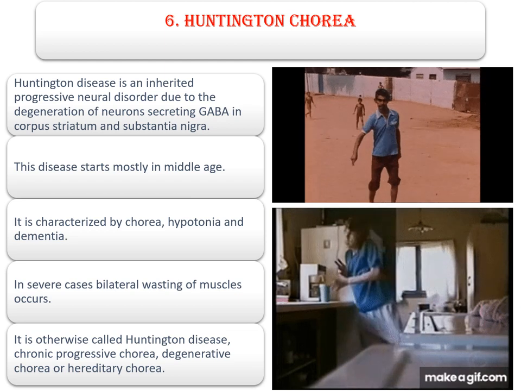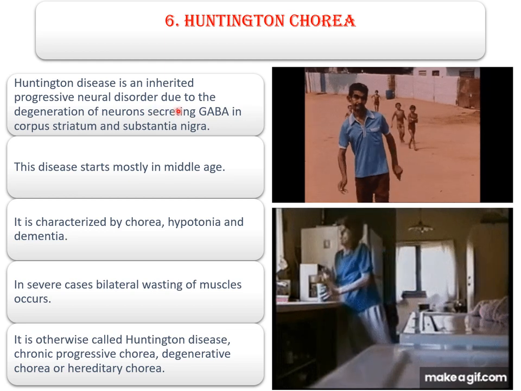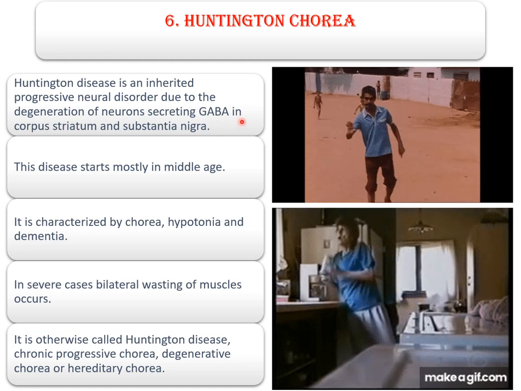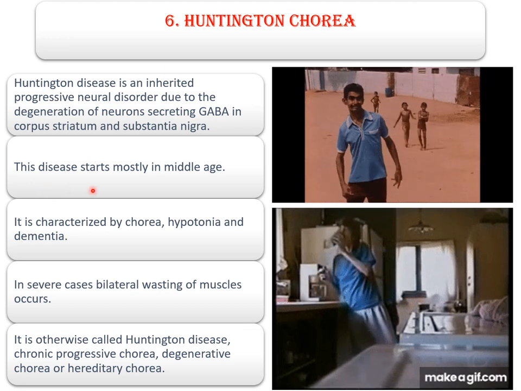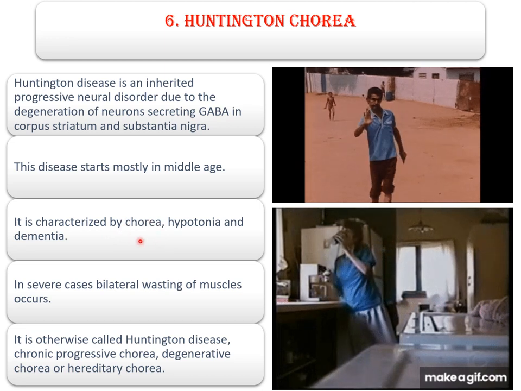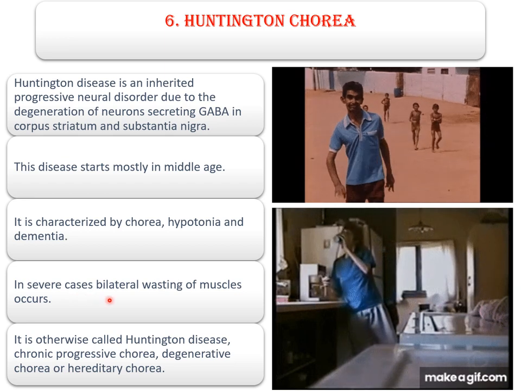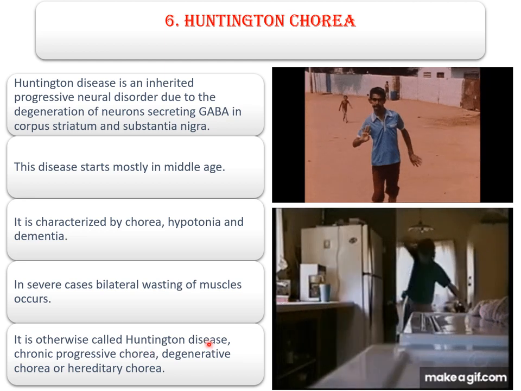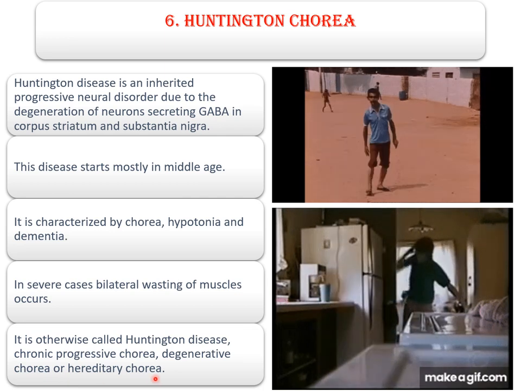Then Huntington's chorea. It is an inherited progressive neural disorder due to the degeneration of neurons secreting gamma-aminobutyric acid in the corpus striatum and substantia nigra. This disease starts mostly in middle age and is characterized by chorea, hypotonia and dementia. In severe cases, bilateral wasting of the muscle occurs. It is otherwise known as Huntington's disease, chronic progressive chorea, degenerative chorea or hereditary chorea.